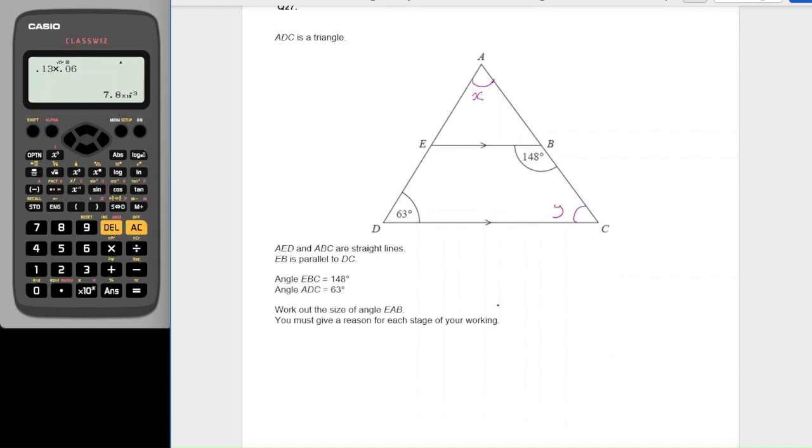So I'm going to say that BCD, even though I called it Y, I'll give it the proper notation, is going to be equal to 180 minus 148. So it's got to be equal to 32. And the reason for that is that it is supplementary or co-interior. Whichever version you want to use is absolutely fine. Co-interior angle to EBC.